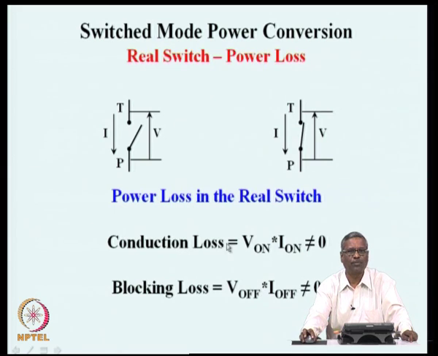On account of that, both the conduction loss and the blocking loss now will not be 0. On account of that, whether the switch is now in the off state or in the on state, you will find that there is a small amount of power loss in the real switch. This is the first and foremost difference between a real switch and an ideal switch.